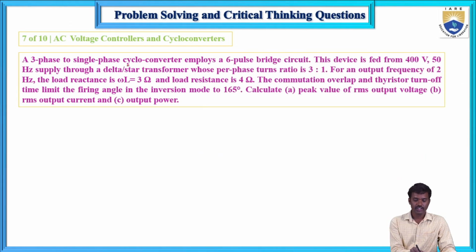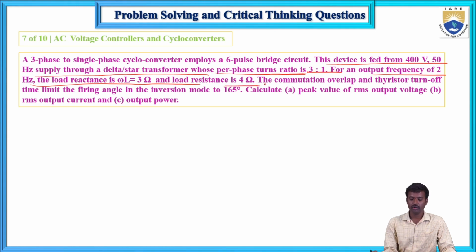Next, a 3-phase to single-phase cycloconverter employs a 6-pulse bridge circuit. The device is fed from a 400 volt, 50 Hz supply through a delta-star transformer whose per-phase turns ratio is 3:1. For an output frequency of 2 Hz, the load reactance ωL is 3 ohms and the load resistance is 4 ohms. The commutation overlap and turn-off circuit limit the firing angle in inversion mode to 165 degrees. Calculate the peak value of RMS output voltage, RMS output current and output power.